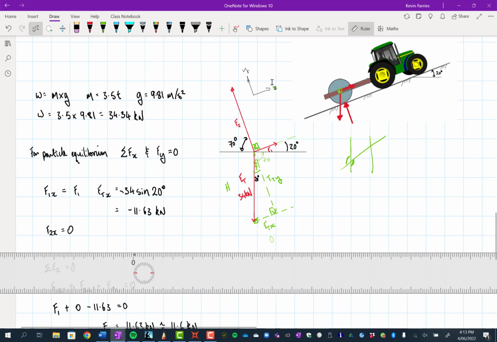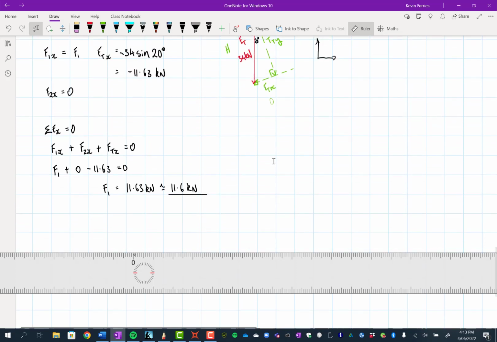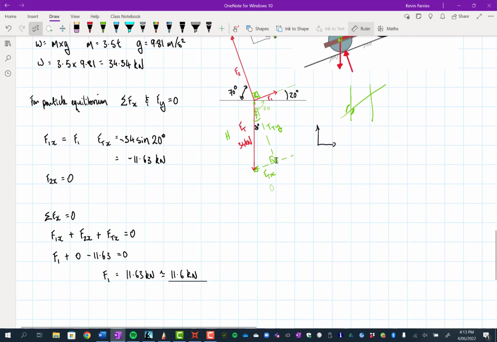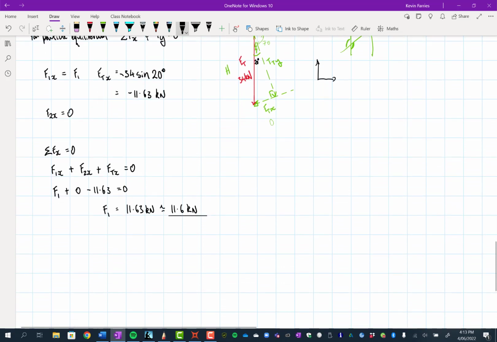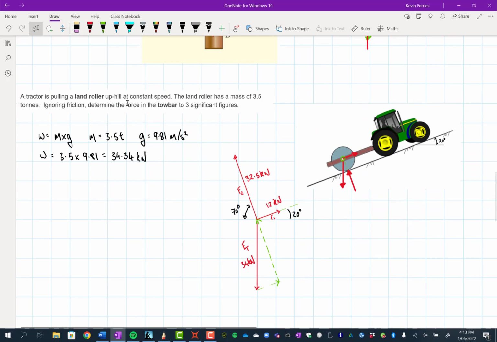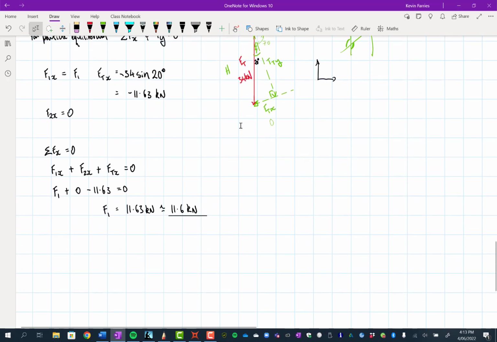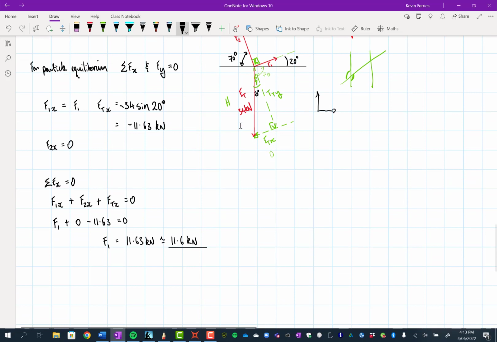Have a look through it again. You can even do this question using the normal method, finding the X and Y components of all the forces, and see how it compares. You'll get the same answer, but doing that little trick saves you an awful lot of time. We still haven't written down the answer yet. What did it ask us for exactly? Determine the force in the tow bar. The force in the tow bar is 11.6 kilonewtons.